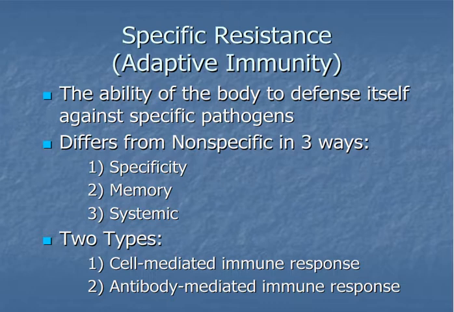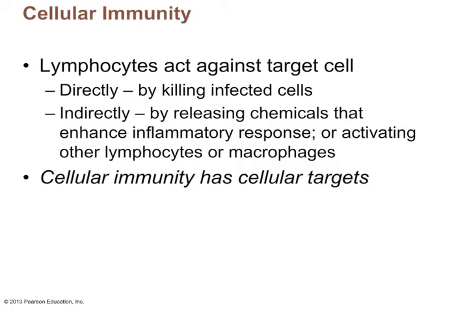So there are two different types of adaptive immunity. The first of these is called the cell-mediated immunity, which involves our T cells. And the second is called the humoral or antibody-mediated immunity, and this involves our B cells. As I was saying previously, cellular immunity involves our T lymphocytes, and these lymphocytes act directly against target cells by killing them. And usually we're talking about infected cells, because one of the things that T cells cannot do is detect bacteria or viruses that are floating free in body fluids.